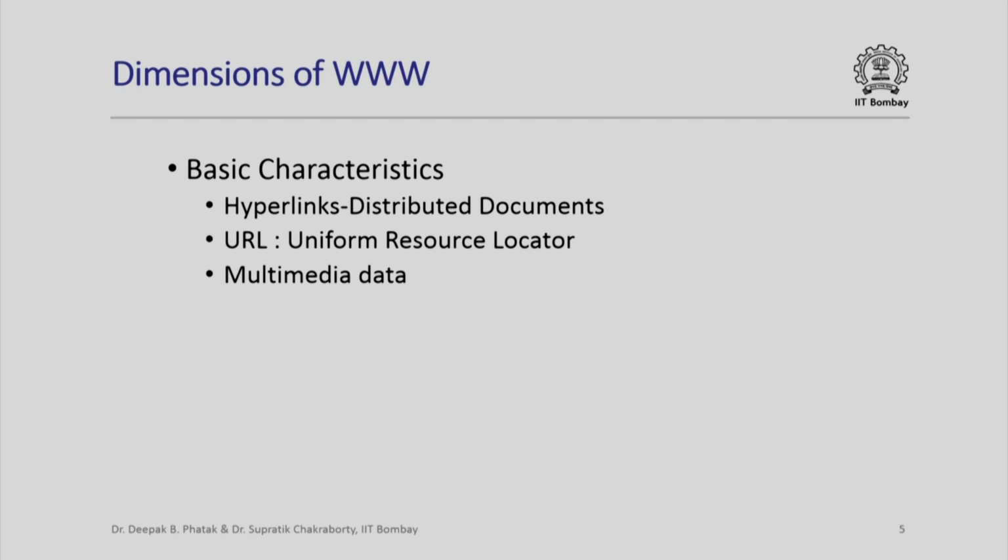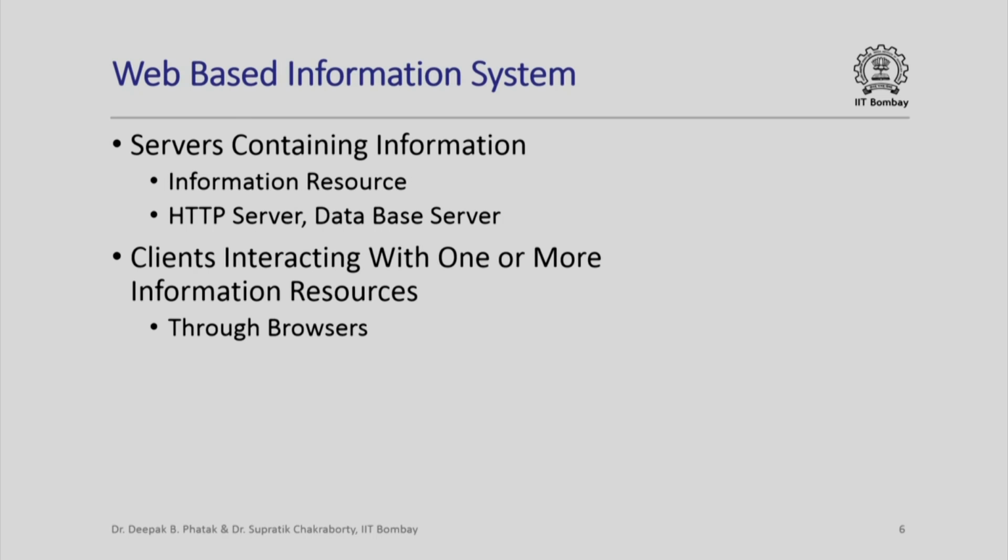The basic characteristics of World Wide Web is that there are hyperlinks, which means there are distributed documents to whom you can connect through links. You click on a link and you actually can access that document on whichever computer the document is located. In order to create such links, you need what is known as URL or Uniform Resource Locator. Uniform Resource Locator is nothing but the address that you put in your browser at the top while accessing a page. Incidentally, you can handle multimedia data very effectively on the World Wide Web.